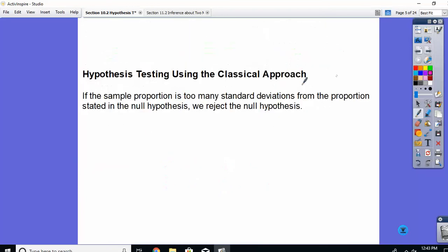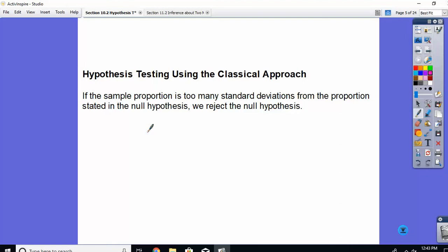Now there are different approaches we can take. There's what's called the classical and the p-value approach. I'm going to talk about both and I will show you both. Most of the time I'm going to stick with the p-value approach. It's a little more precise. But we do need an understanding of what the classical one is.